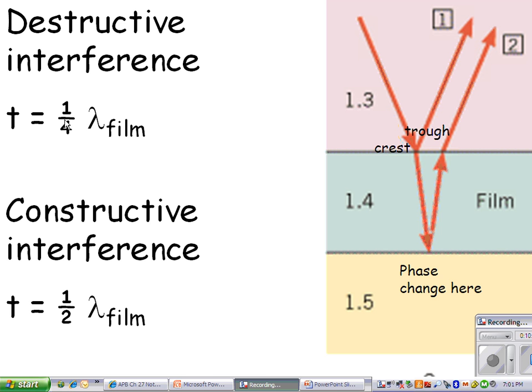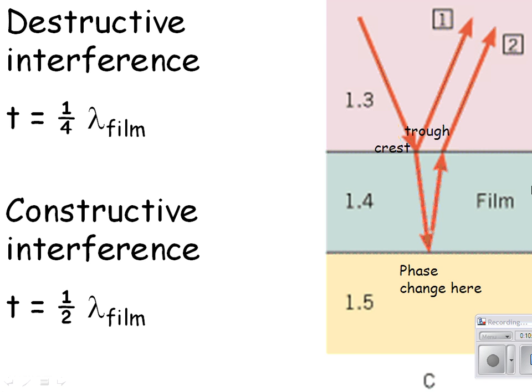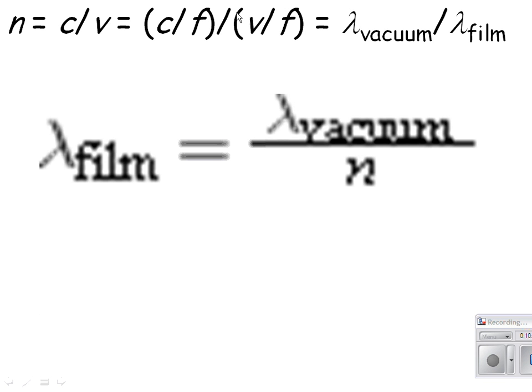Now you'll notice that these thicknesses say a quarter wavelength in the film or a half wavelength in the film. How do you calculate the wavelength in the film if you only know the wavelength in the vacuum? That's typically what happens in our problems. We know the wavelength in the vacuum. So let's go ahead and take a look at that equation.